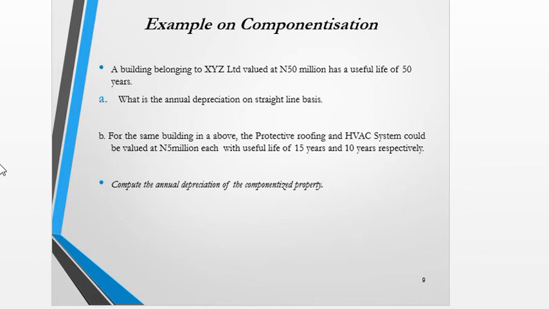But let's look at it in the aspect of componentization. Now, let's look at it for the same building. The protective roofing and the HVAC system could be valued at 5 million each, with a useful life of 15 years for protective roofing and 10 years for HVAC. Meaning, the total value of the building is 50. The protective roofing is 5 million, while the HVAC is 5 million naira. So, we have 3 components: protective roofing, HVAC, and other components. Protective roofing is 5 million with a useful life of 15 years. HVAC 5 million with a useful life of 10 years, while other component is 40 million with a useful life of what? 50 years.